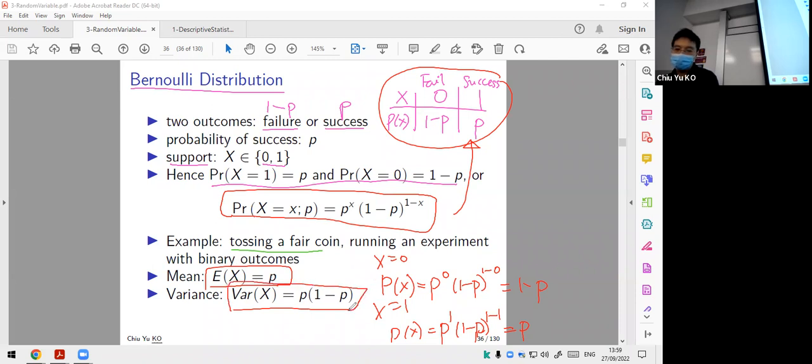And you can easily prove it using the math, right? Because it will be just 0 minus P, squared, times 1 minus P, right? And plus 1, the value 1, minus the mean, which is P, right? And square, okay, times P, okay? And do some simple algebra, you can get this one, okay?